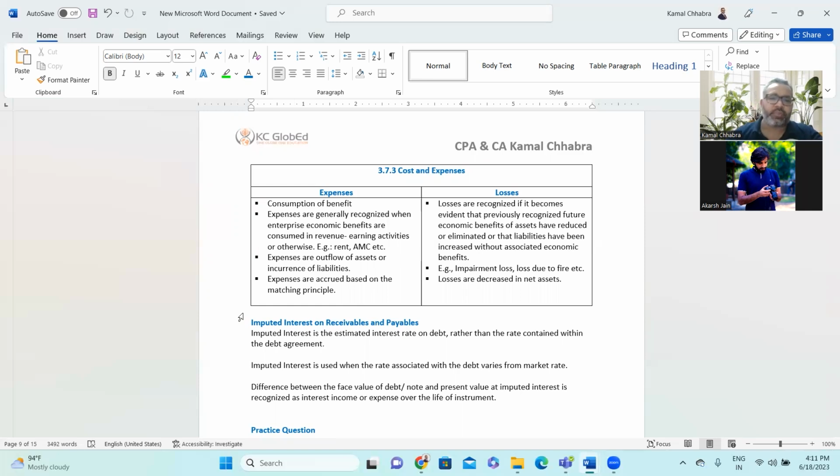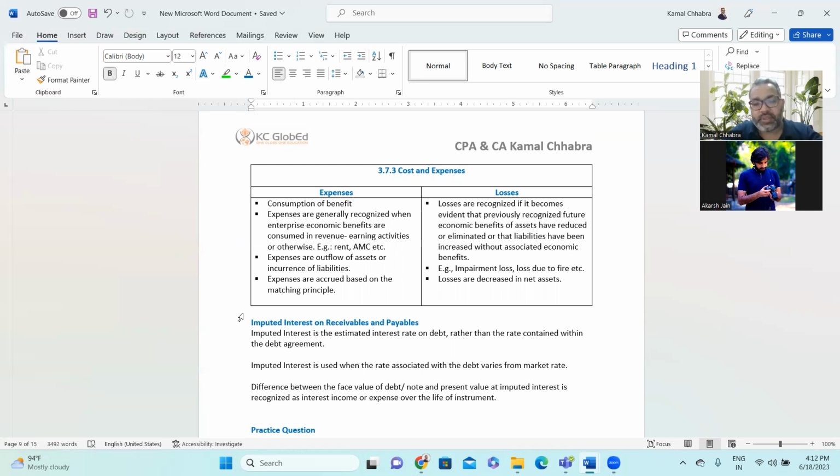I'm sure you are all very well aware of it. When you recognize the revenue for any particular service or product which you have provided, at the same time you need to recognize the cost of goods sold or the cost of the services provided, right? So that's as per the matching concept.